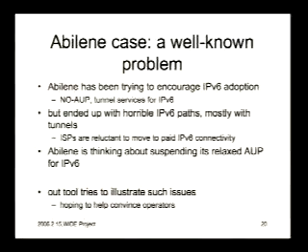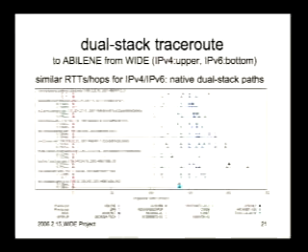Because many ISPs are peering with Abilene, and they just don't want to move to paid IPv6 connectivity. So I heard currently Abilene is thinking about suspending its relaxed AUP for IPv6 to encourage ISPs to move to commercial IPv6 connectivity. So our tool is used to illustrate such issues, and we are hoping to help convince operators to move to a better IPv6 environment.